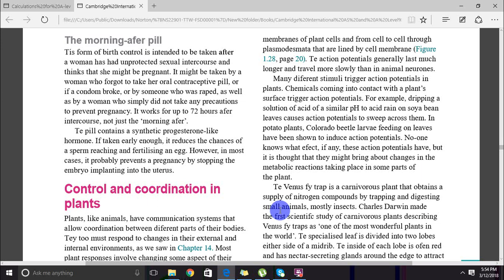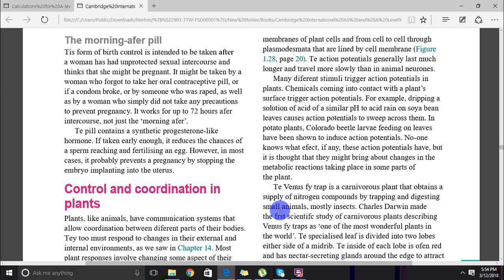For example, chemicals coming into contact with a plant surface may trigger an action potential. If you drip a solution of acid, similar in pH to acid rain, on soybean, action potentials will sweep across the soybeans in potato plants. Colorado beetle larvae feeding on leaves have been shown to induce action potentials.